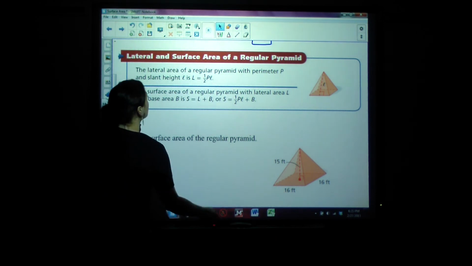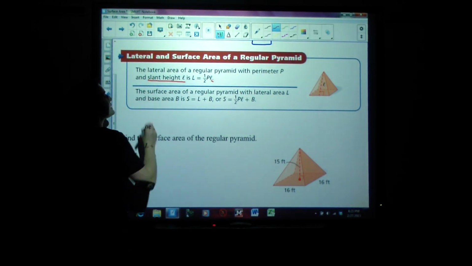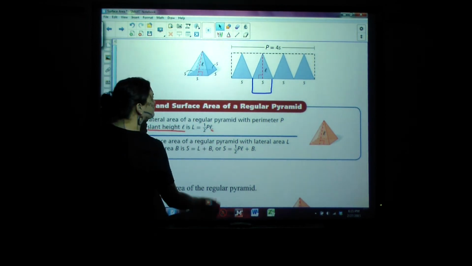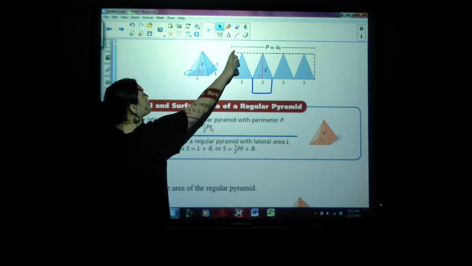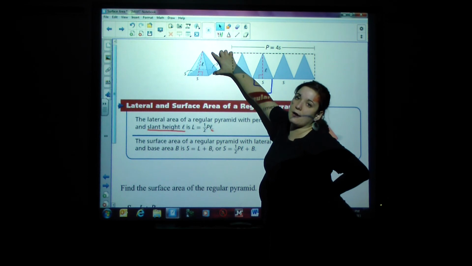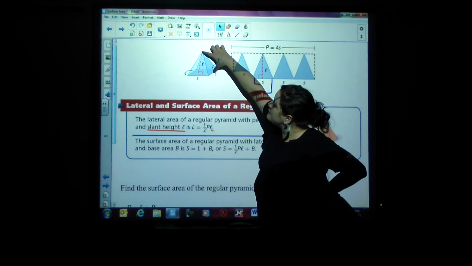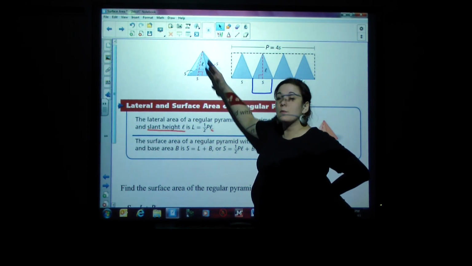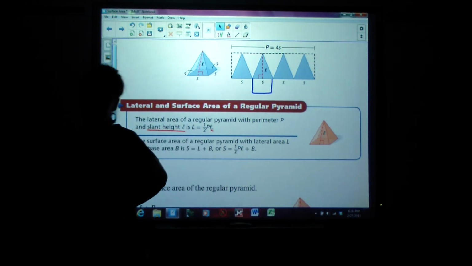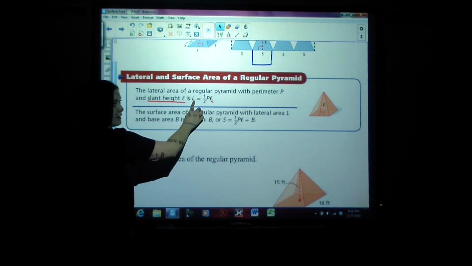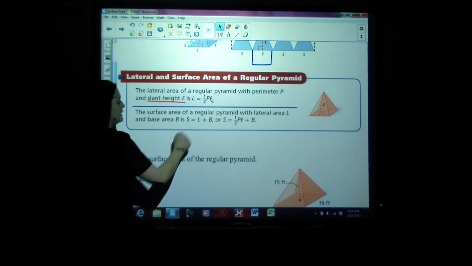Okay, let's talk about this. Cursive L is called the slant height. If we notice, the height of this triangle is not this height that goes straight up into the air vertically. It's the one that leans in on the triangle. That's why it's called a slant height, because it's slanted. So we're going to need to use slant height in this case. So again, lateral area is going to be half the perimeter times the slant height.